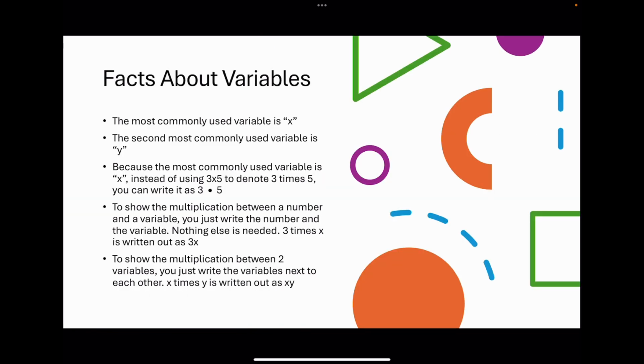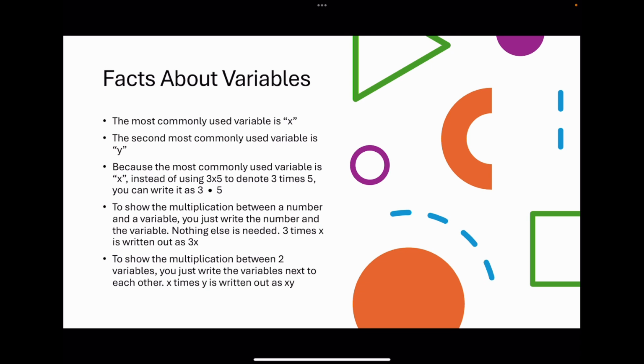Here are some fun but important facts about variables. The most commonly used variable is x. The second most commonly used variable is y. Because the most commonly used variable is x, instead of writing 3x5 to denote 3 times 5, you can write it as 3·5. To show the multiplication between a number and a variable, you just write out the number and the variable. Nothing else is needed.